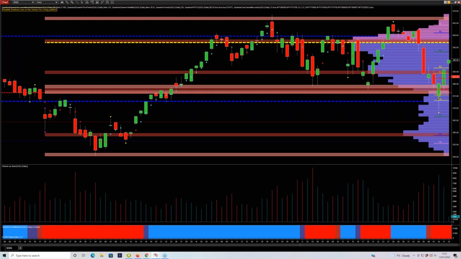Then on Monday we had this really wild day when it fell very heavily. It was up in the morning in Globex, the futures, then it just completely reversed in the afternoon. It was a real schizophrenic trading day between Globex and the cash market, in the afternoon session, which has left us with this deep wick candle.